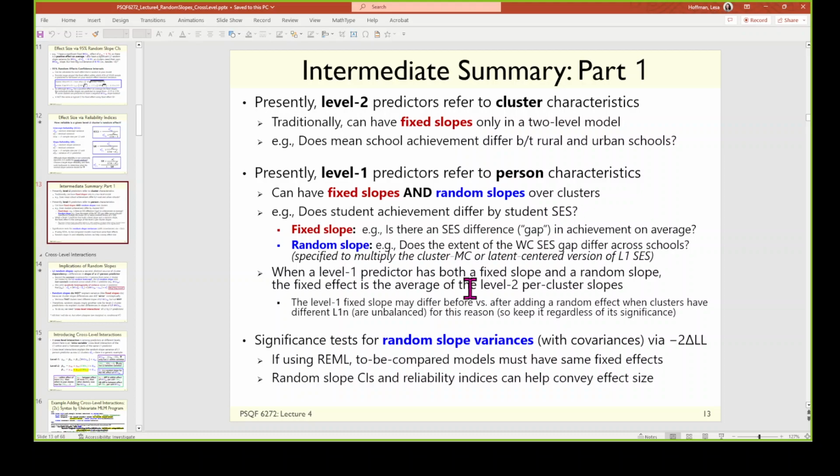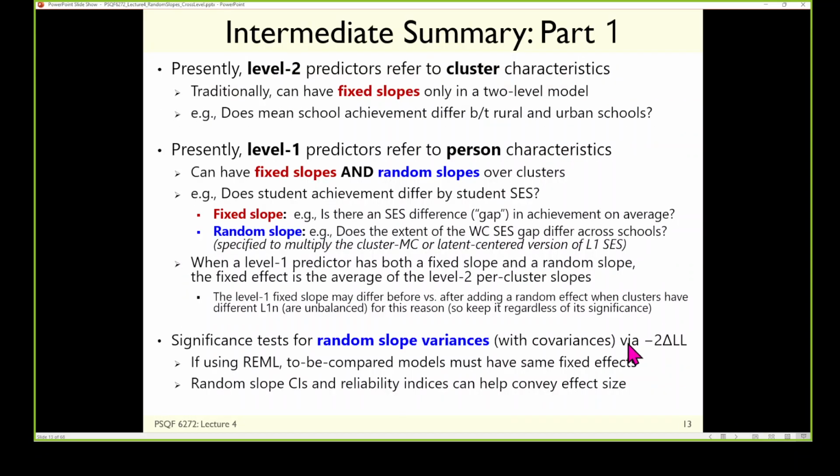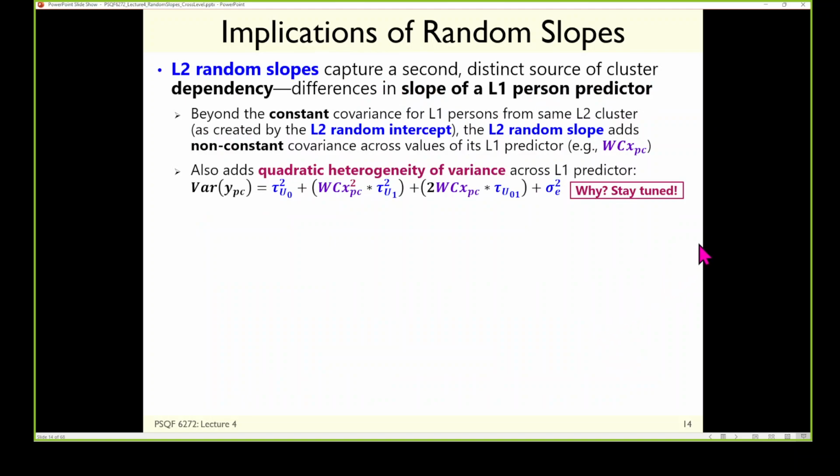Okay, so there's the recap. If we're doing significance tests, we want to keep the fixed effects the same so we can stay in REML. Then we can ask whether the random slope variance helped the model, including its covariance as well. So the big picture is that random slopes are another type of way that clusters differ from each other. That's what I want you to hang on to.